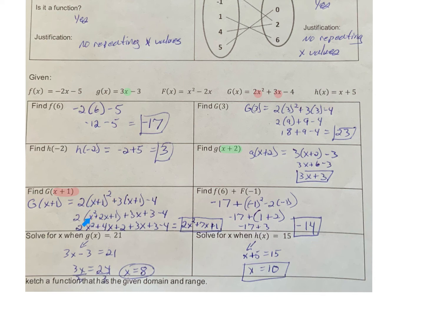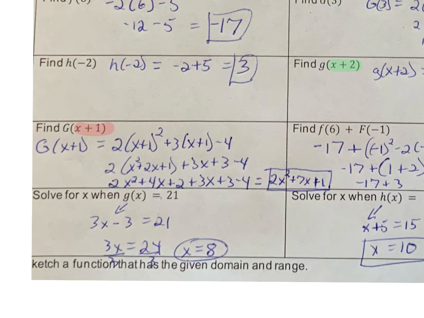When we do that, we get x squared plus 2x plus 1. And all that gets multiplied times 2. Okay? Let me blow that one up just a little bit. So we get x squared plus 2x plus 1, and all that gets multiplied times 2. And then, of course, we finish this out. Plus 3 times x plus 1, that's 3 times x is 3x, 3 times 1 is plus 3. And then bring down your minus 4.